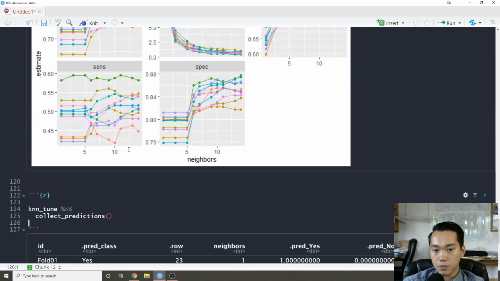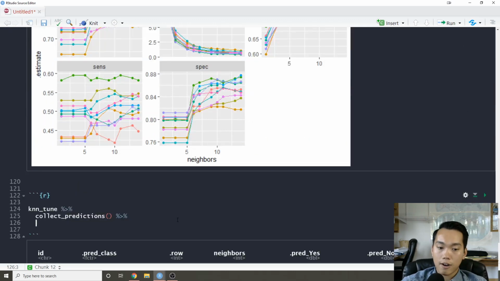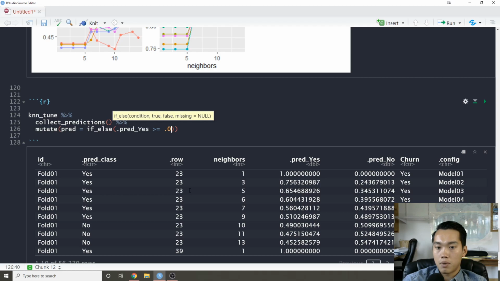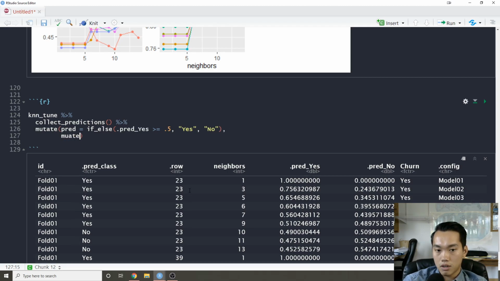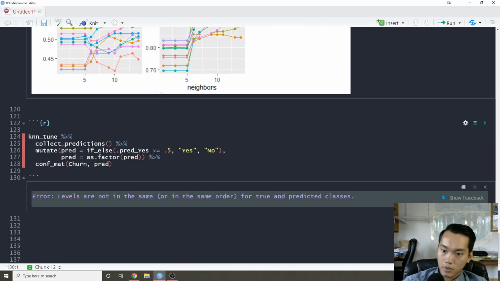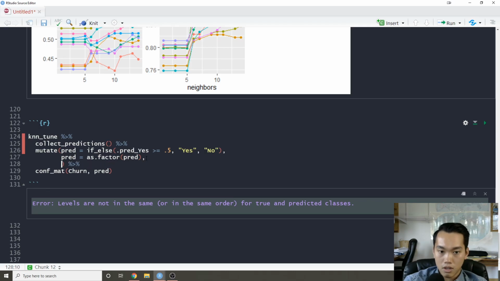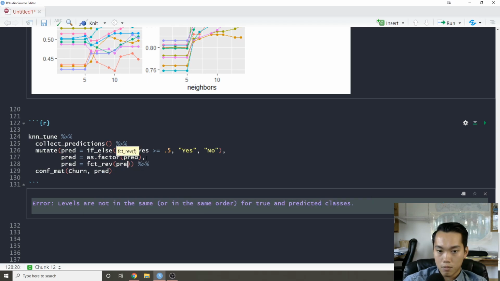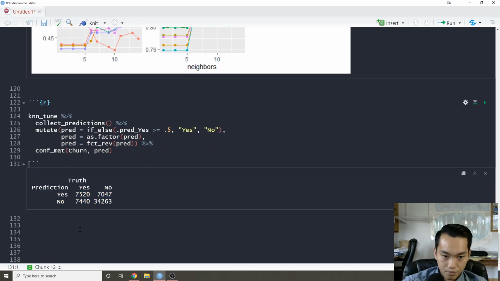I went over sensitivity and specificity, but let's show the actual confusion matrix. What I can do is mutate pred equals if_else .pred, or prediction, is 50% or above, we'll say it's a yes, else it's a no. Then I'll mutate pred as.factor pred. Now we can use conf_mat, the confusion matrix, and give it our churn and our pred. The levels are not in the same order, so I can say pred equals fct_reverse pred. So now we have our confusion matrix.